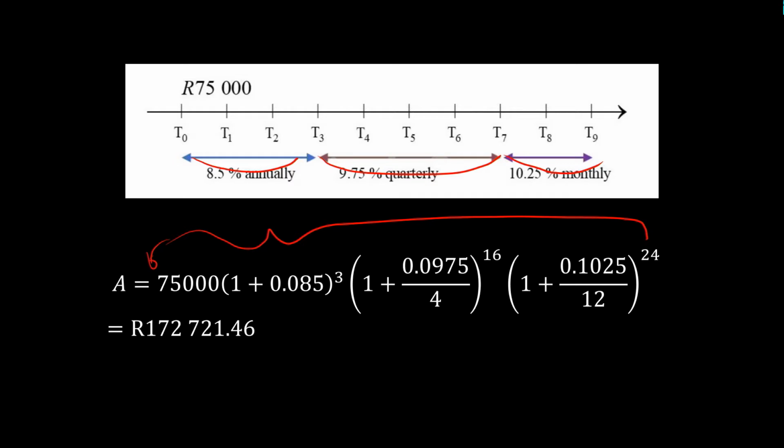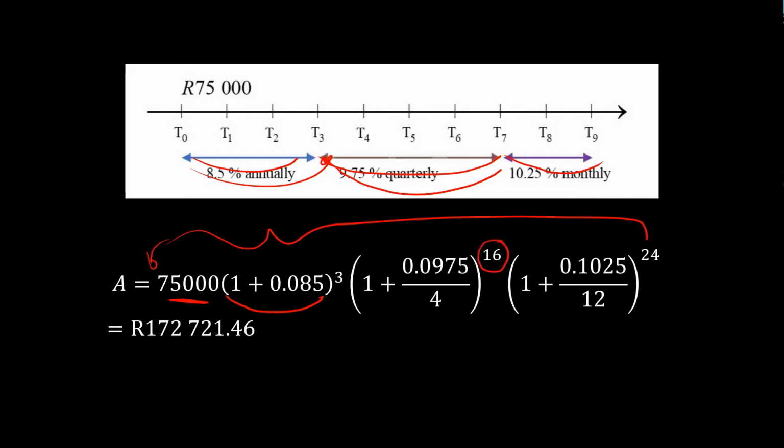Well, let's represent what's happening at the different points in time. I start off with 75,000 Rand, and then for 3 years, I've got an interest rate of 8.5% compounded annually. So I move to time 3 on my timeline, and then I see that for the next 4 years, the interest rate is 9.75% compounded quarterly. So I then multiply by 1 plus 0.0975 divided by 4, basically my compound interest formula, raised to the power of 16.